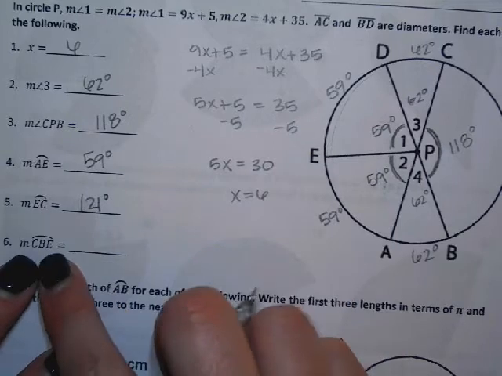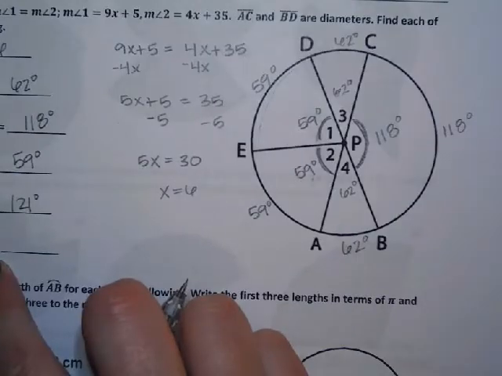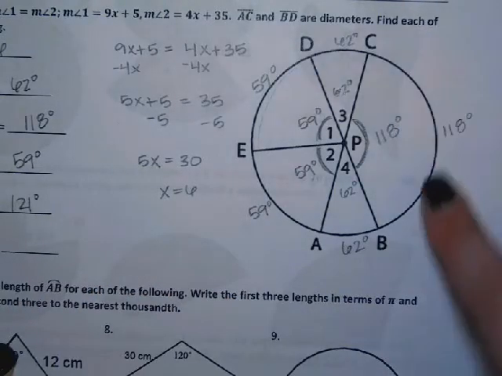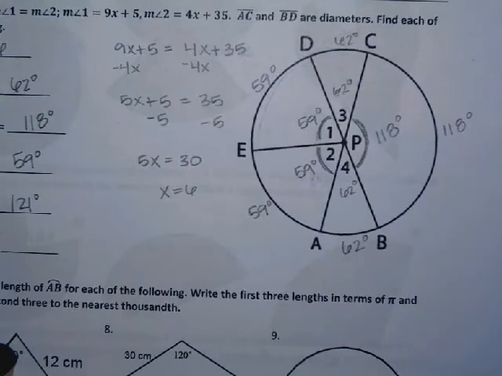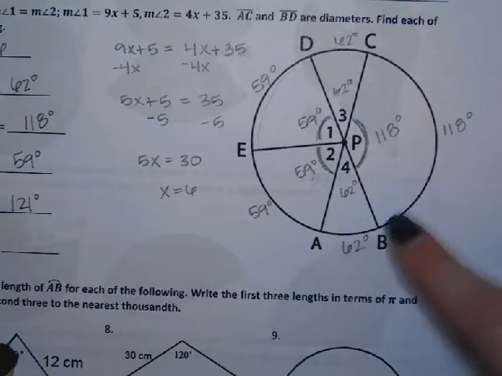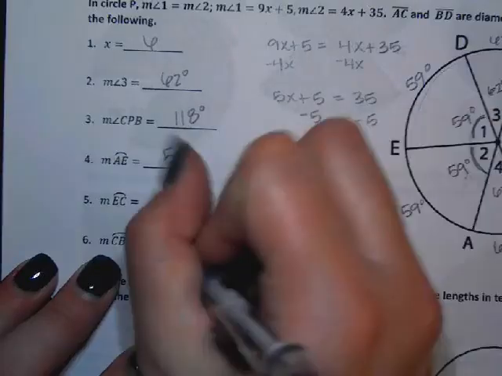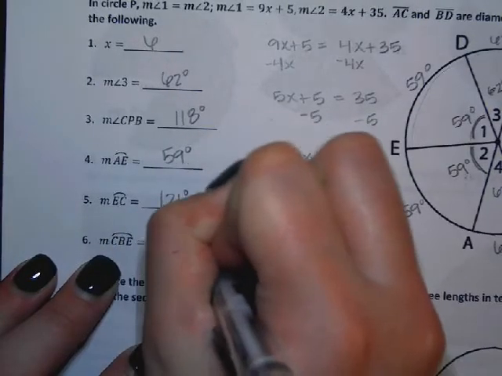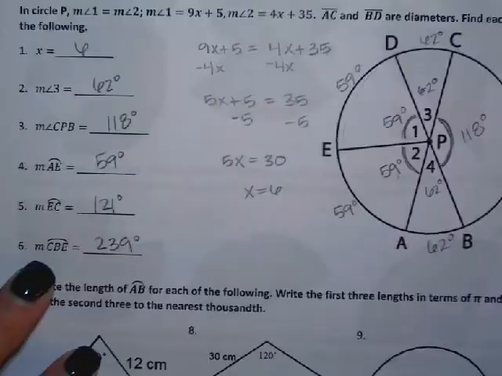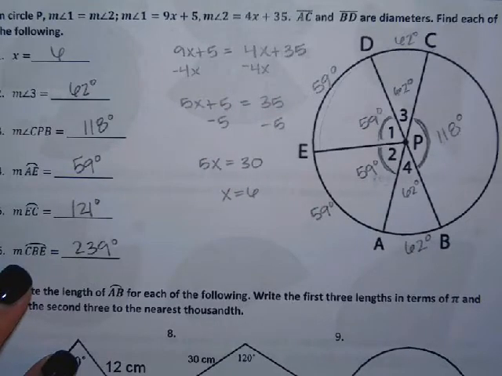Okay. This one has 3 letters, CBE. What does that mean? It's a major arc. It's more than half a circle. So from C to B to E, 121 plus 118. You said 239? Yeah. Perfect. Okay. So that was a good little review of do we remember anything from before Thanksgiving? We do. We remember some stuff, so that's good.